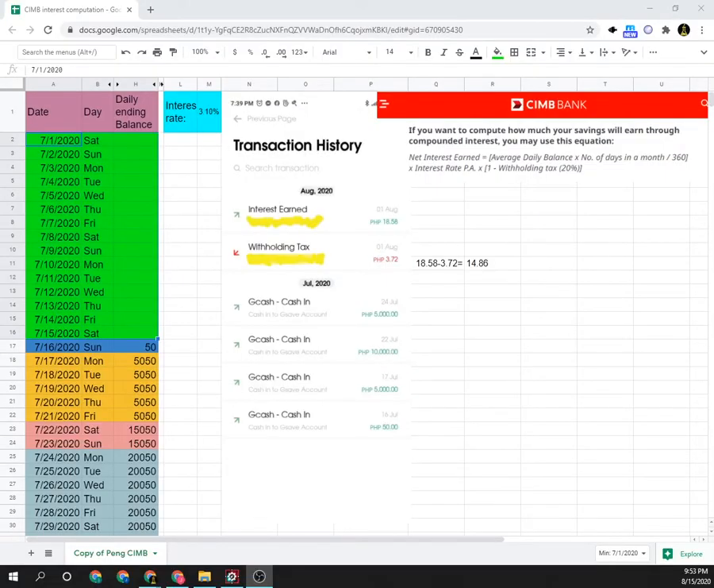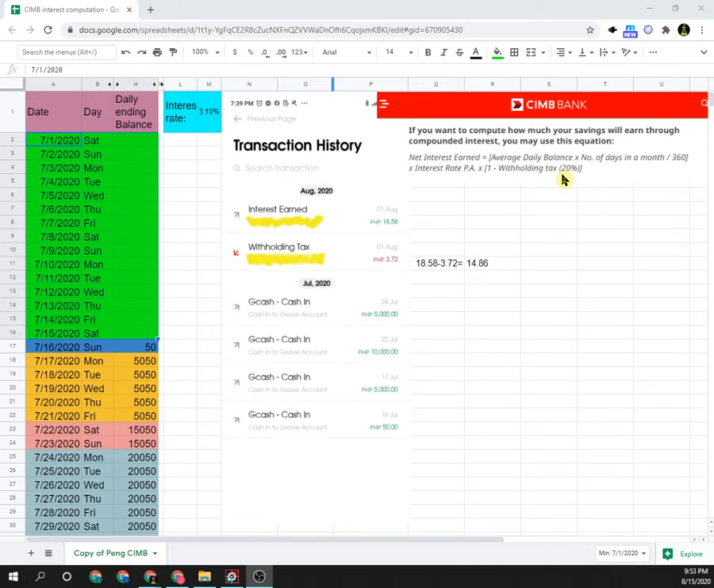To explain further, as you can see here on the spreadsheet, the first column is date, the second column is the day of the week, the third column is the daily ending balance, and the fourth column is the interest rate, which for the period from July 1st to 31st is at 3.10%. Here is also the transaction history, which was taken from the CIMB Bank PH app. And finally, on the far right is the interest rate formula that, as mentioned earlier, can be found on the CIMB Bank website.